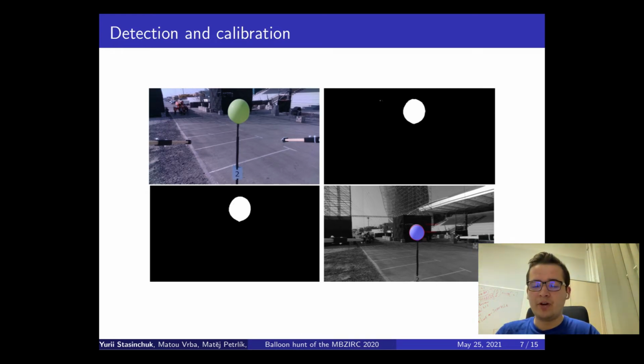We were using a very simple algorithm for detection, basically color thresholding, building a 3D RGB heat map, and then using it to detect the balloons and calculate the distance, knowing their real size.